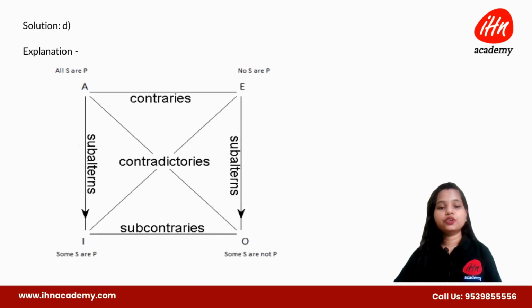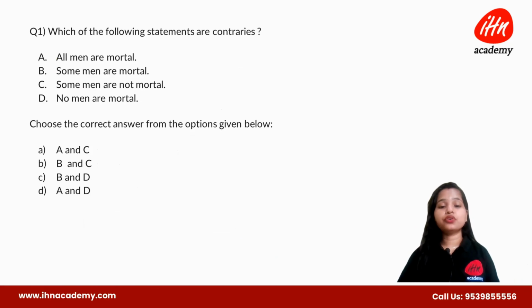Yes, the option number D is your solution. Square of opposition has 4 types of relation. 4, we can say 3 types because 2 are the same. Subaltern, subaltern. Okay, 4 again, then contradictory, then contrary, then subcontrary. Okay, so 4 relations are there. Contradictory, then contraries, then subcontraries, then subalterns. So here the question is from contraries, right? Which of the statements are contraries?